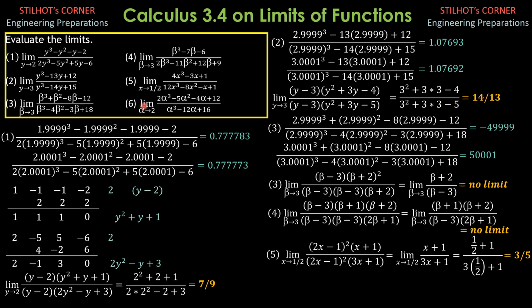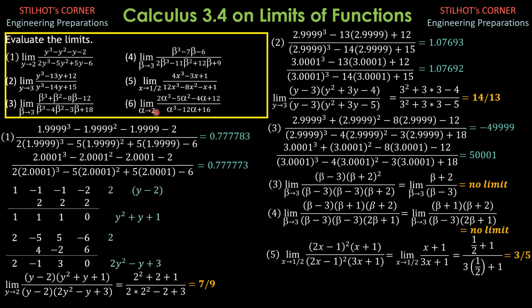Then number 6, as alpha approaches 2, 2 times 2 cubed is 16, minus 5 times 2 squared, which is minus 20. So negative 4, minus 4 times 2, negative 8. So negative 12 plus 12, 0. The numerator approaches 0. 2 cubed is 8, minus 12 times 2, negative 16, plus 16. The denominator also approaches 0. So this is of indeterminate form.